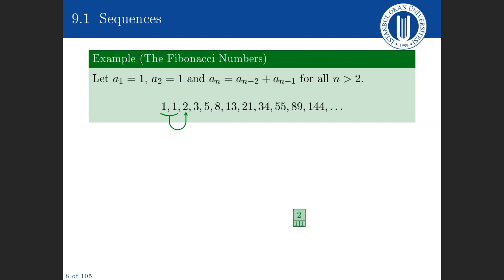I'm drawing squares at the bottom. This is not a square of area 2. This is a square which has width 2 and height 2. So the area of this square is equal to 4.